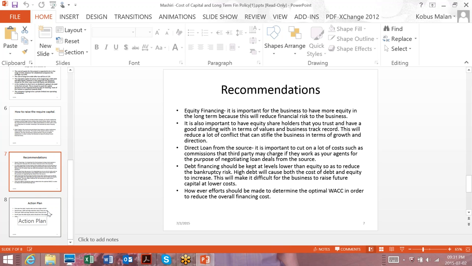Then there's also a note to say, however, efforts should always be made to determine the optimal weighted average cost of capital in order to reduce the overall financing cost.